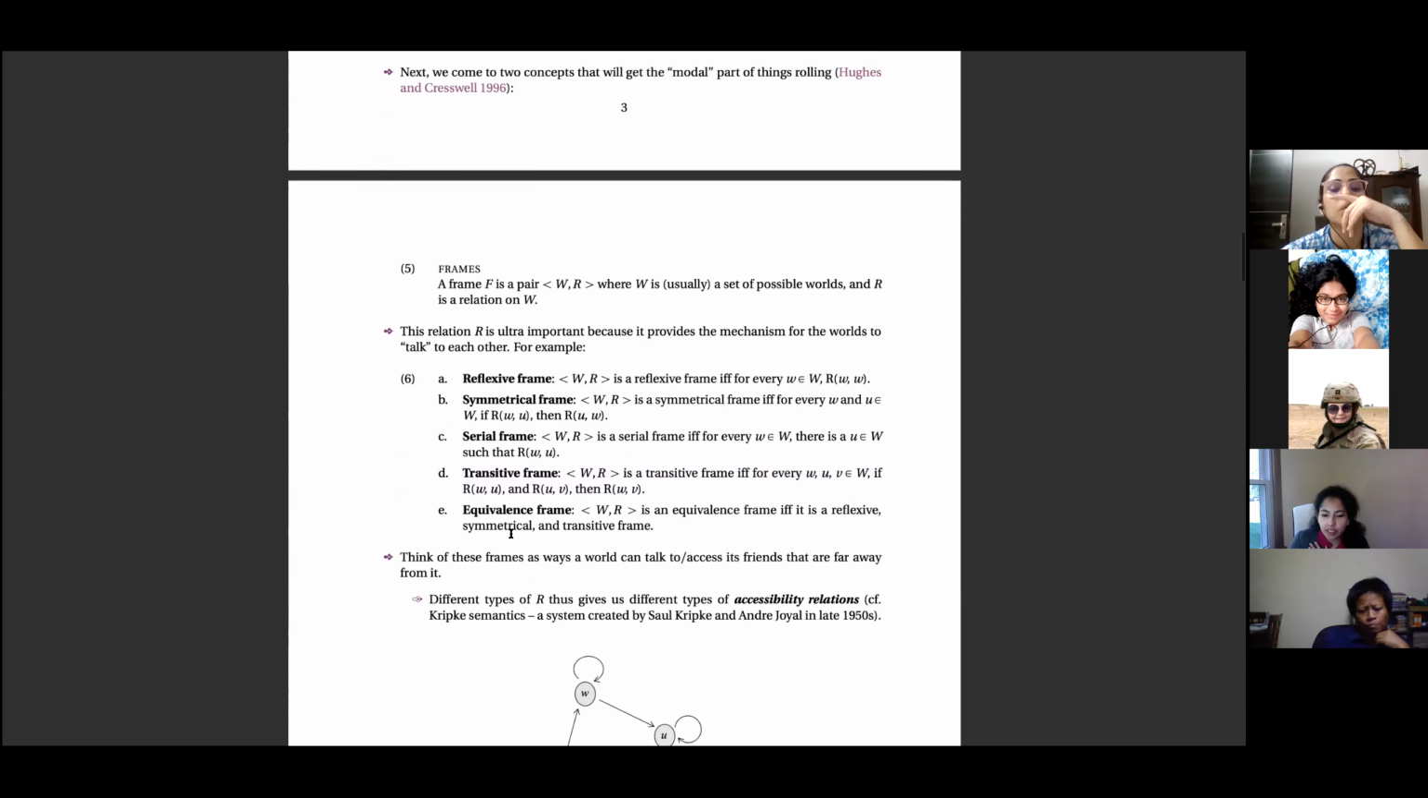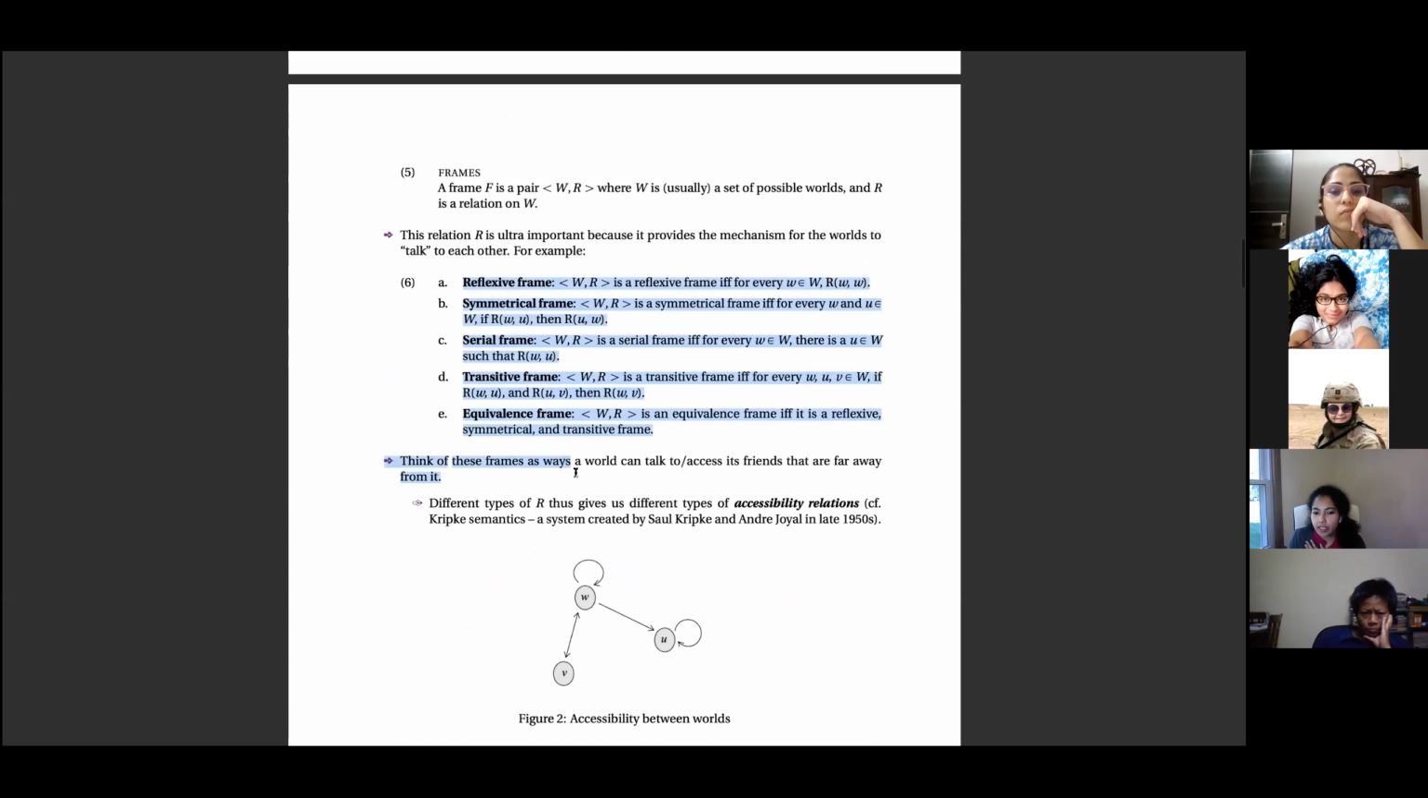Okay, so think of these frames as ways a world can talk to or access its friends. Suppose you and your friends are cooped up in a house, but the only way you can talk to each other is through these relations, right? So think of these relations as emails or text messages or throwing a letter outside the window and things like that. Each of these things are ways you're accessing another world. So it's evident where I'm going with this. The idea is that R is basically the basis of our accessibility relations.